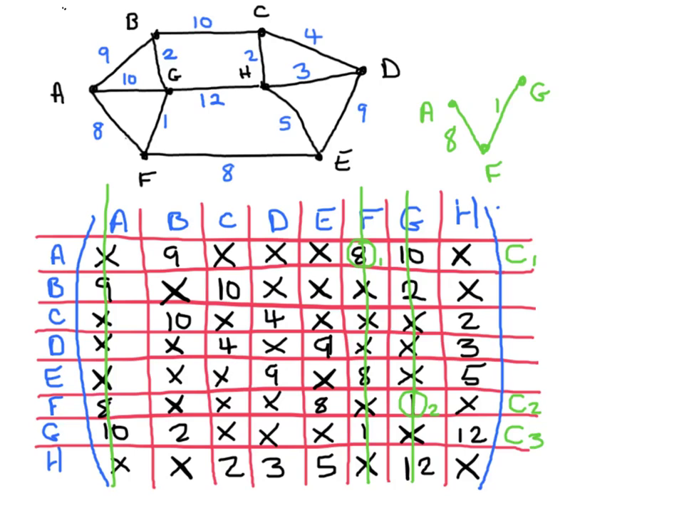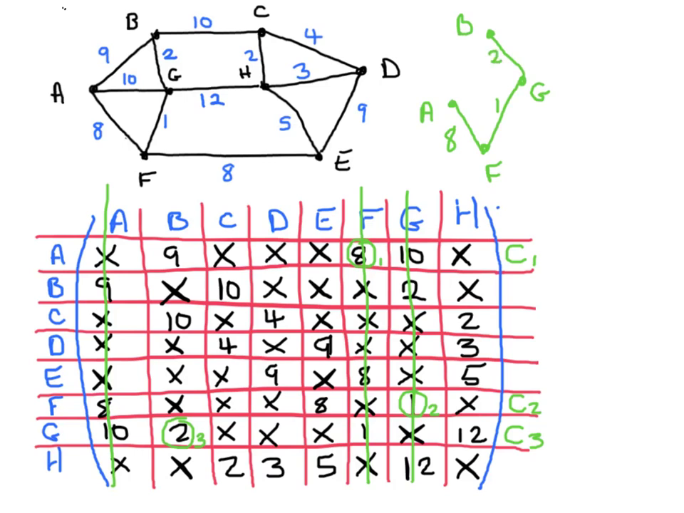And in C3, the values available to me are 12 and 2. Obviously, the lowest value is 2. So what I'll do is I'll circle 2. There it is. And that will become my third choice. And in making that, I'm connecting G to B. So let me draw that in. G is now connected to B, and the distance is 2.